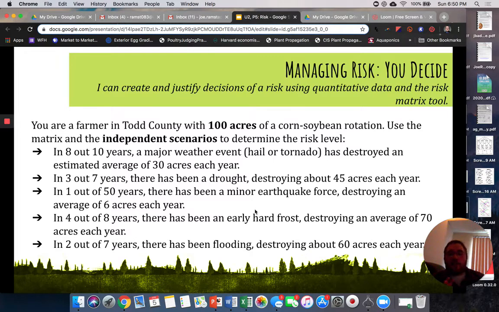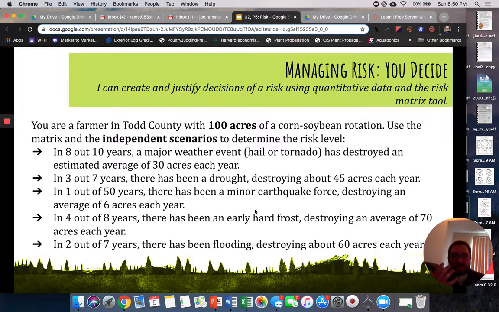And this is kind of the whole case study here. So I'm going to read this. Those two top lines you're not going to see again, so it's going to be very important that you understand what this is saying. So you are a farmer in Todd County with 100 acres of a corn soybean rotation. Use the matrix and the independent scenarios to determine the risk level.